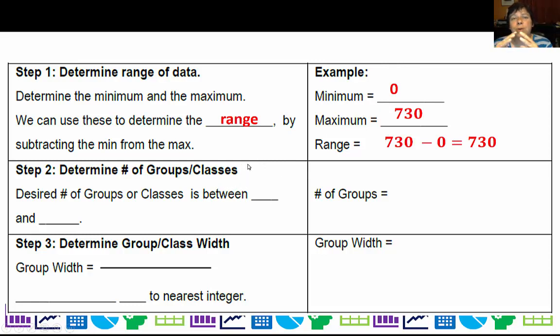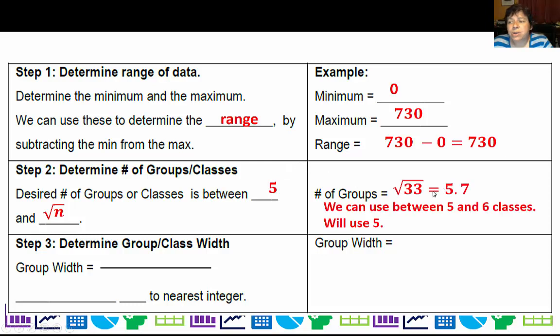Now, how many groups do I want to have? If you're going to have a histogram, having just 3 doesn't seem like enough to see any shape. So you want at least 5 groups to determine a shape. And if you have a lot of points, you can have more. You can have up to the square root of n groups. So we have 33 data points. That's 5.7. So I guess we could use between 5 and 6 classes, but we'll just go ahead and stick with 5.